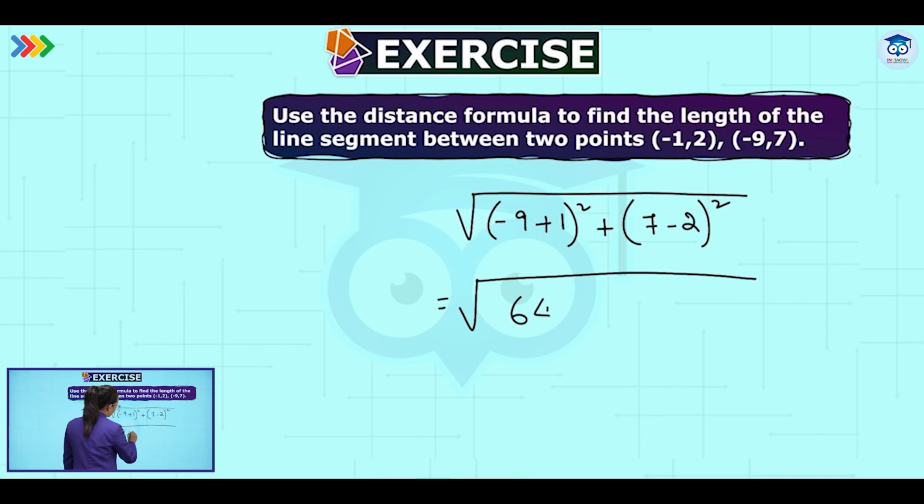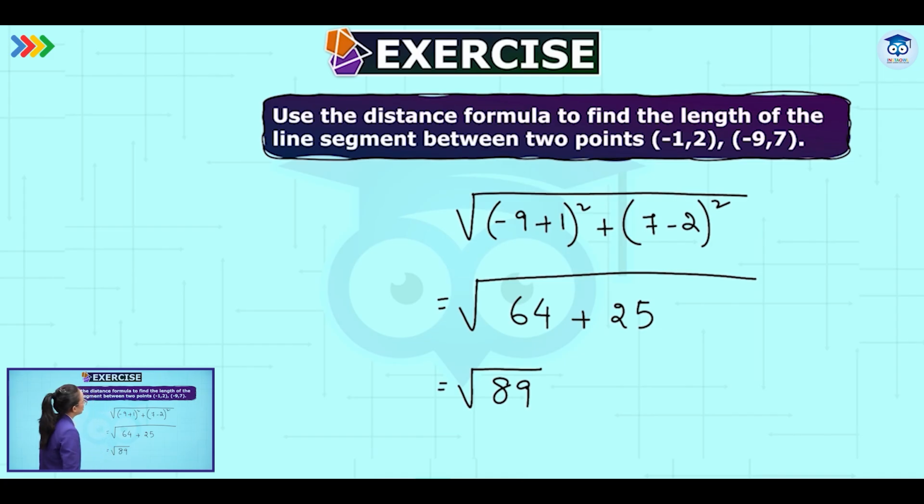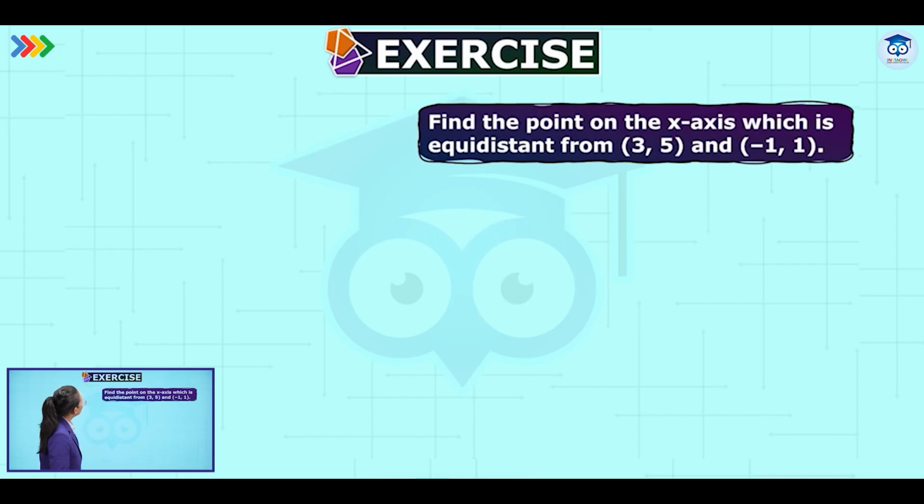So it becomes 64, right? And here we have 5 square, so it is 25. So when we add this, we have 89, root 89. So the distance between these 2 points is root 89 units. Okay. Next, we have to find a point on the x-axis which is equidistant from these 2 points.